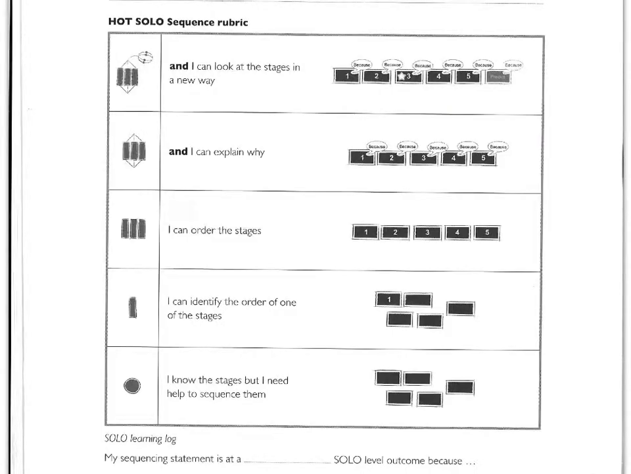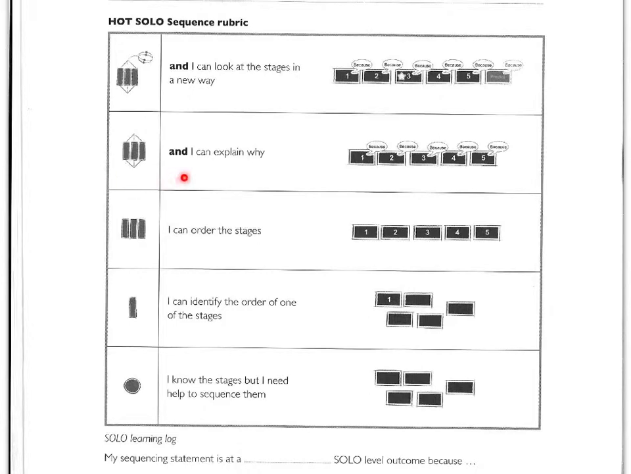So here's how I know I've completed a sequence chart correctly, done it to the right standard. So here's the success criteria. First one is I know the stages, but I need help to sequence them so they're out of order. Next step up is I can identify the order of one of the stages. The third one here is I can order the stages, so I put them in order.